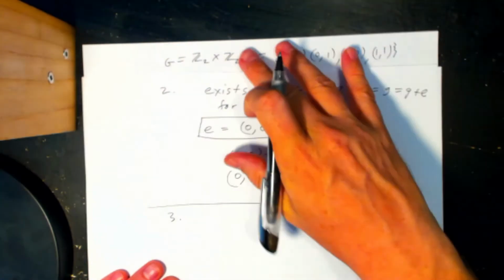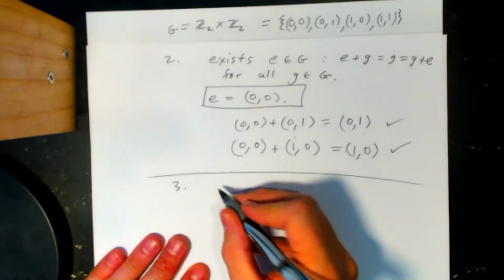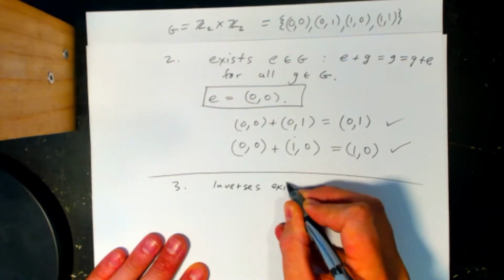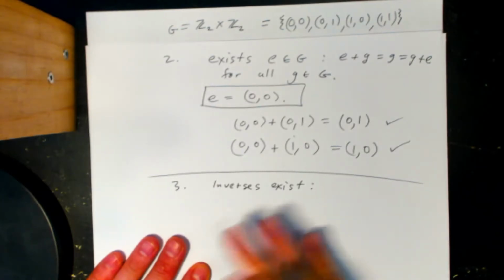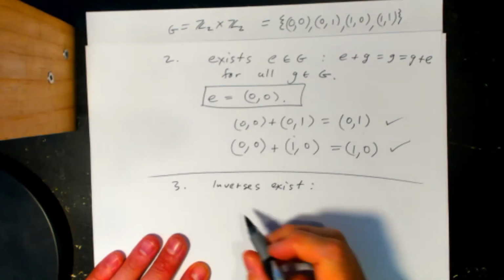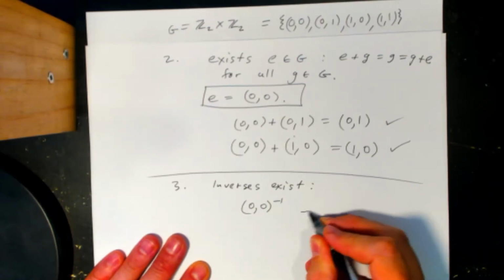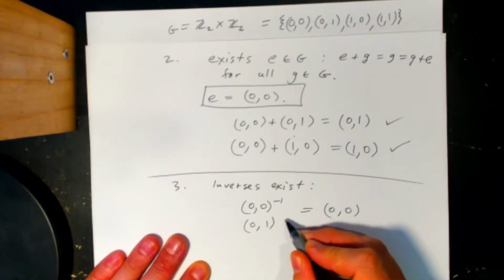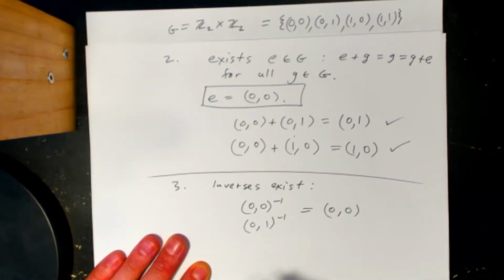Okay, now let's have a look at the third one, the third axiom: does every element have an inverse, which I'll just say inverses exist. So let's explicitly find the inverse of every element. So 0, 0 inverse is just 0, 0. The inverse of 0, 1 is just 0, 1, because if I add 0, 1 to itself, I have 0 plus 0, 0, and 1 plus 1 gives 0, because we're working modulo 2. So 0, 1 is its own inverse.